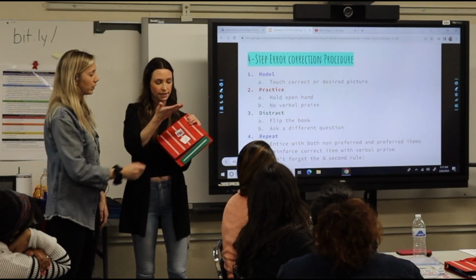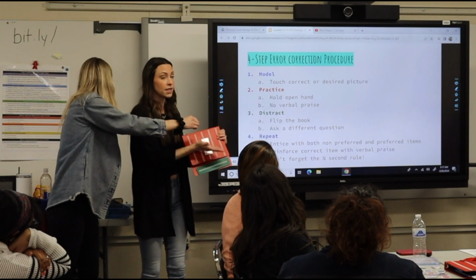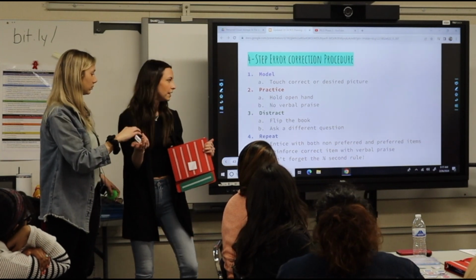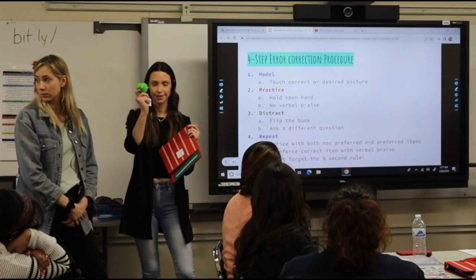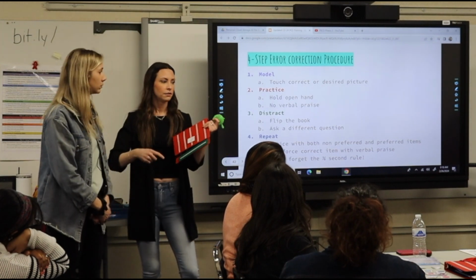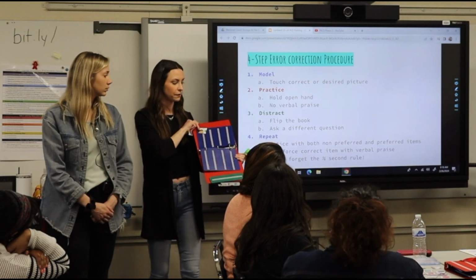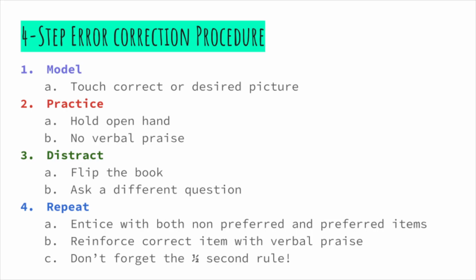Then we're going to practice. We're going to cover up the wrong one, or whatever you want to do. I mean, don't take it off, but we're going to cover it up with an open hand. We want them to put it in our hand. Then, no verbal praise. We hold this up. We do not give it to them. We just show them, yep, that's right, without saying it. You got the squishy ball. Then we distract because we want to do something else. You're distracting them. So you can flip the book, you can ask them to spin, you can say touch your nose, distract them, and then repeat.